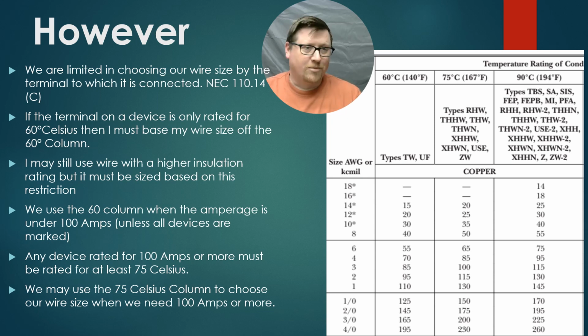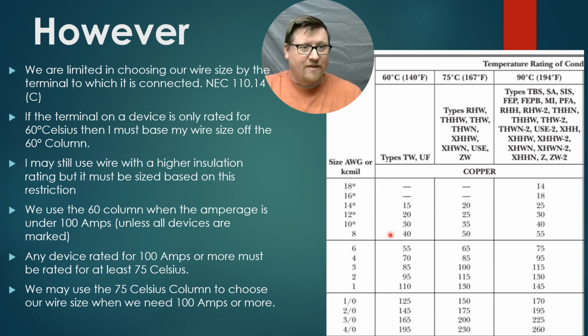A lot of terminals don't have a rating on them. A lot of older ones don't, while most newer ones are required to have a rating. In general, they should be rated 75 degrees. But if we don't know, if it's less than 100 amps, we have to assume that it's rated for 60 degrees Celsius. And so if the terminal on a device is only rated for 60 degrees Celsius, when we choose our wire size, we have to choose a wire size out of the 60-degree column.